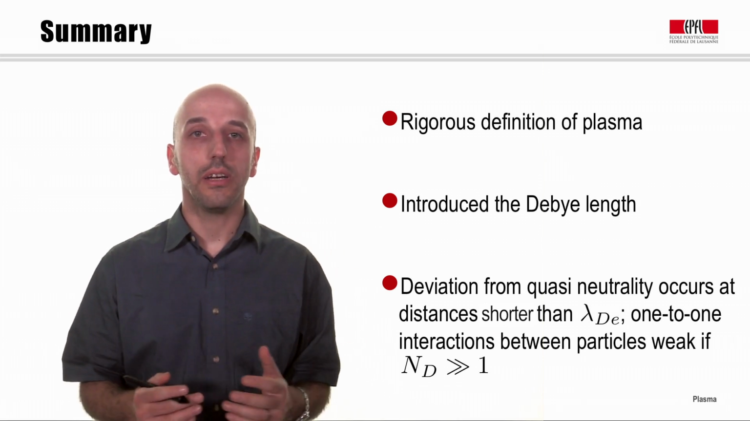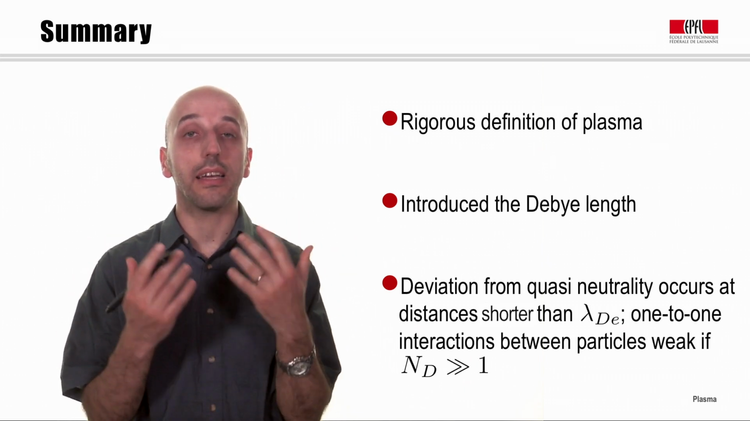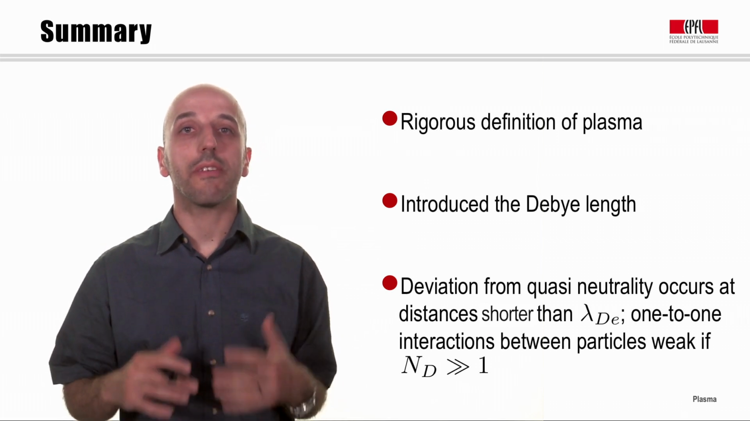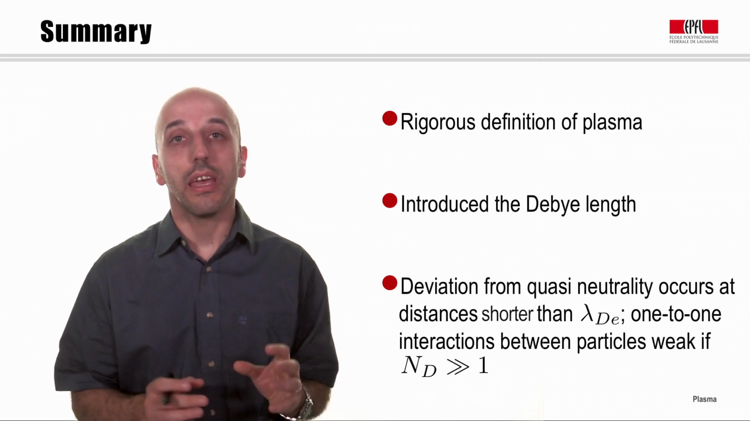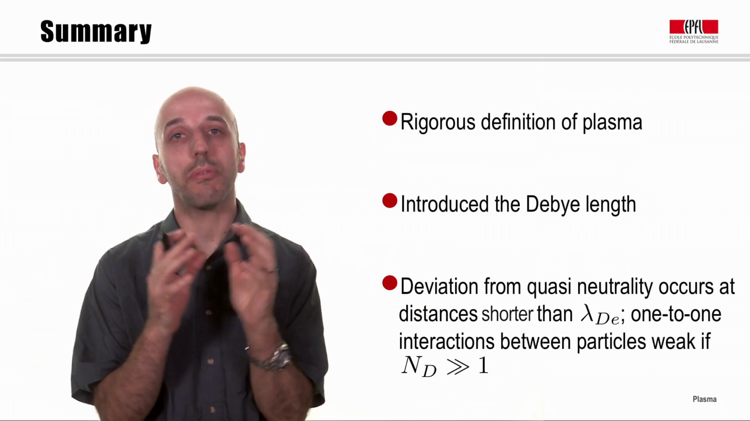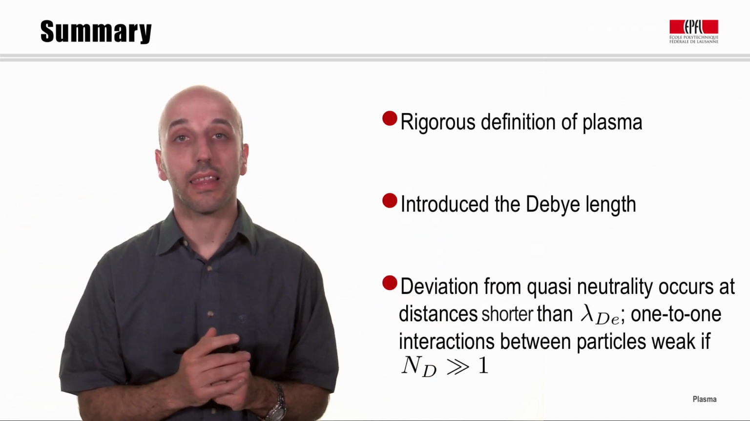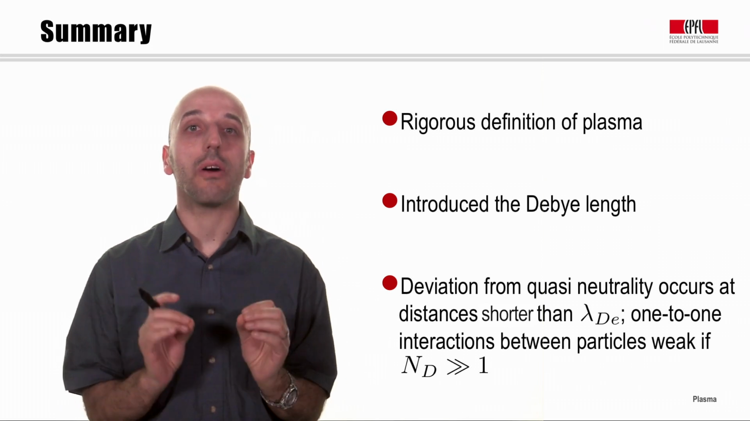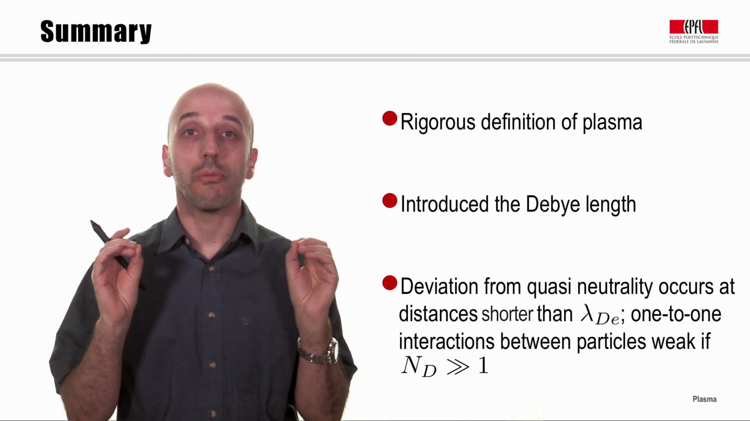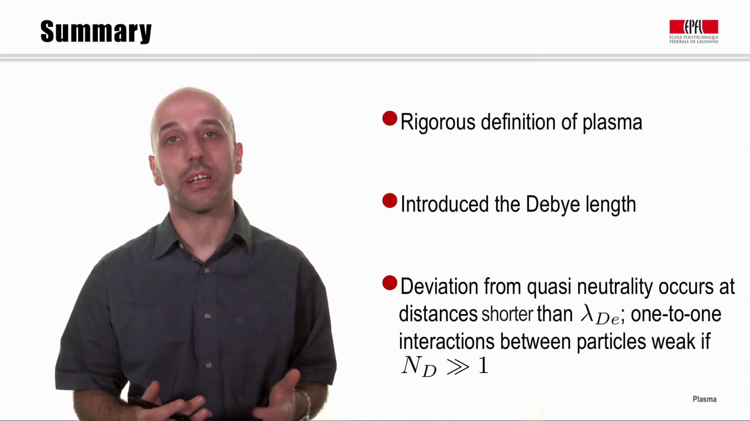In the present module, we have started to introduce the fundamental concepts that are required in order to give a precise, rigorous definition of a plasma. In particular, we have introduced the concept of the Debye length. We have seen that quasi-neutrality of a plasma is a concept that makes sense at distances that are beyond the Debye length. And second, we have pointed out that one-to-one particle interactions are weak if the number of particles in a Debye cube nd is much larger than 1.